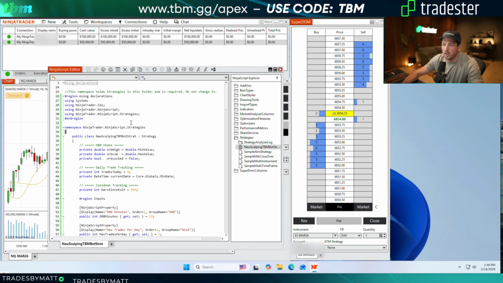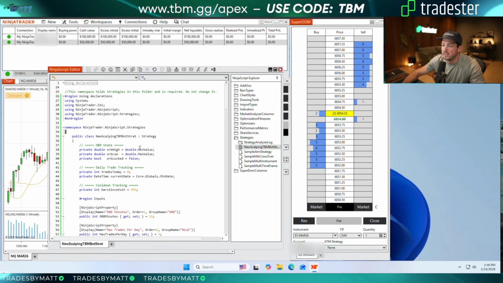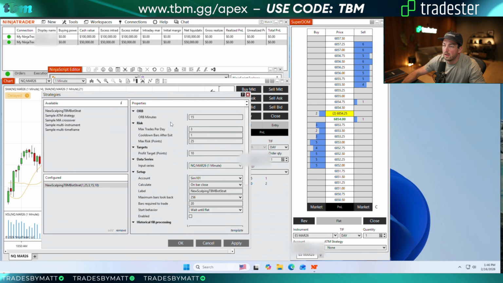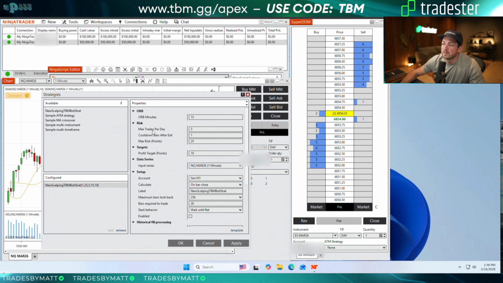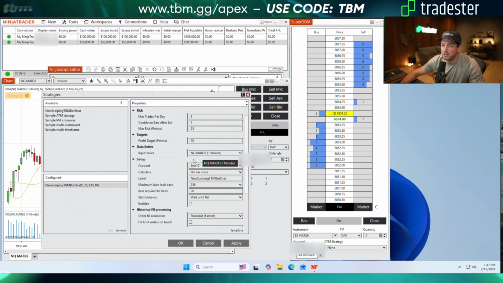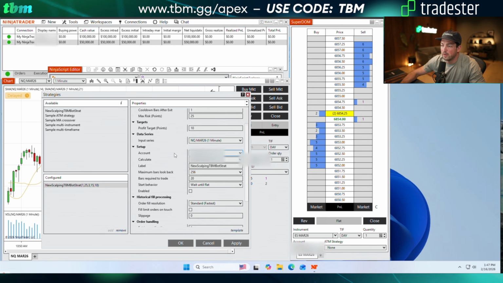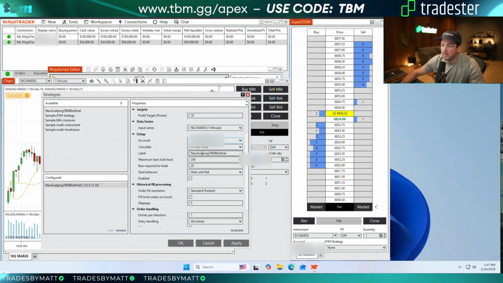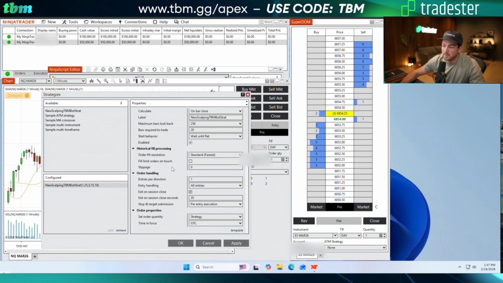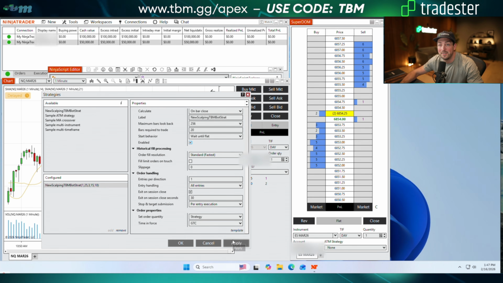Okay, so this is now set up. The TVM bot strategy is alive. So let's go and put it on the chart. Minutes 15. Max trades per day 3. Cool bars after exit 1. Max risk in points 25. Profit target in points 10. Trading on the NQ 1-minute chart. That is correct. Account Apex. On bar close. Label bot strat. Bars required to trade 20. Wait until flat. That's good. Enabled. Okay. Now we wait and see.